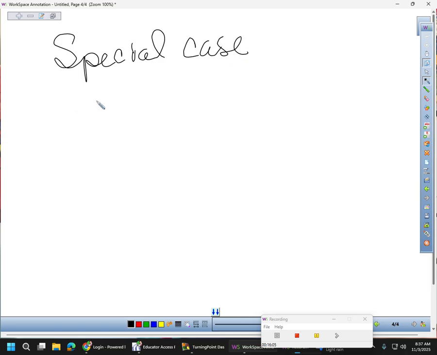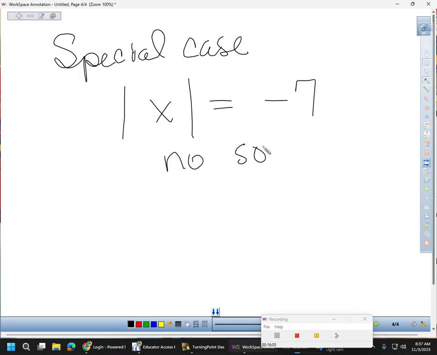If I have an absolute value of anything equal to a negative number, let's say negative 7. Absolute value means it's got to be positive. So if it's equal to a negative number before you split it up, it is no solution. Because no matter what number I put in here for x, I can't get it to equal a negative 7. It comes out positive. Okay?